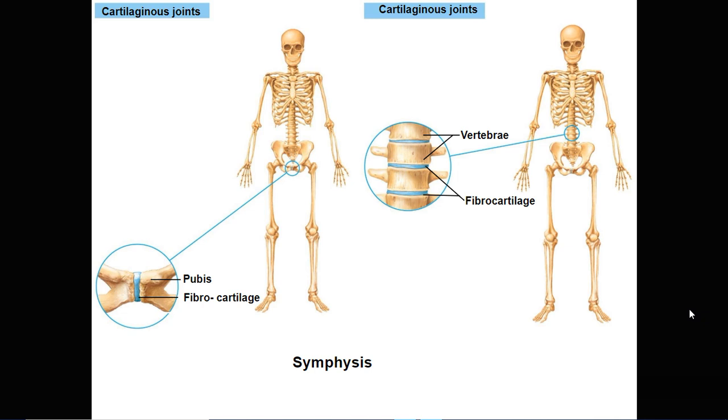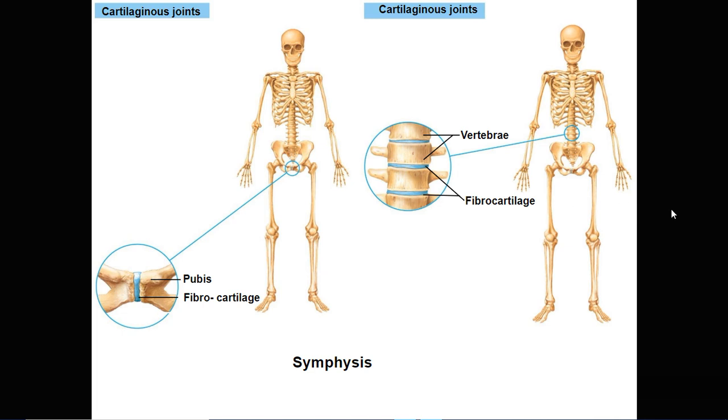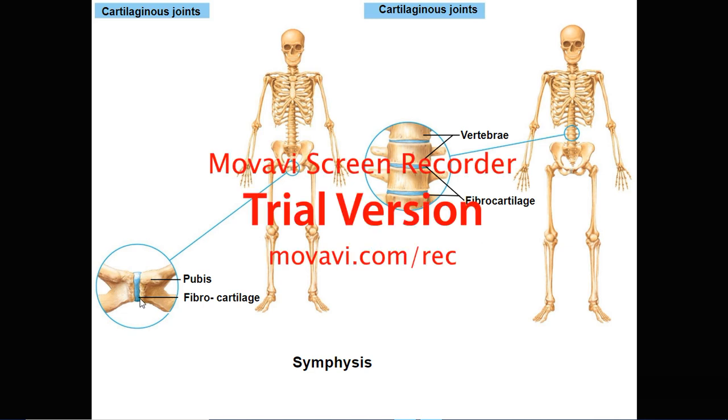The two locations where you find the symphysis joint are the intervertebral joints, you see right here, where you have fibrocartilage, and also the pubic symphysis. At the pubic symphysis, you have fibrocartilage holding the two pubic bones together.